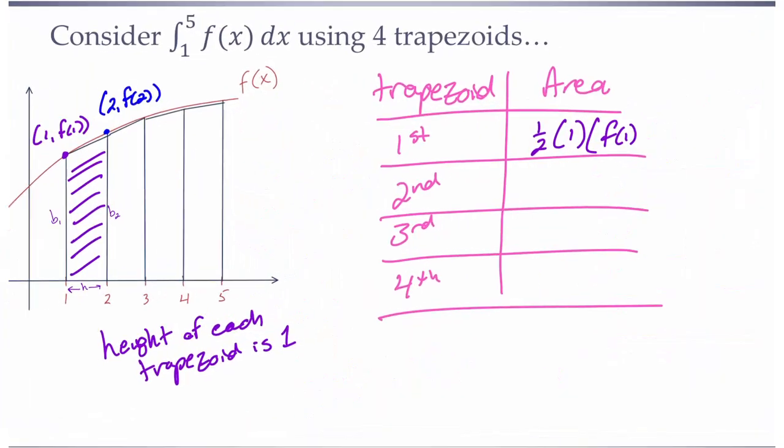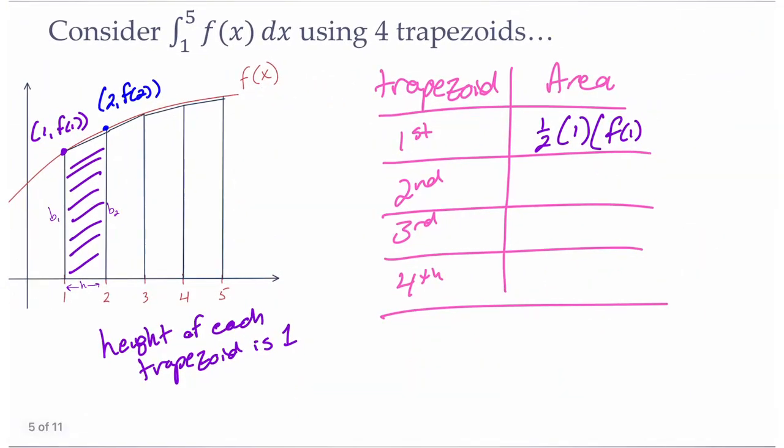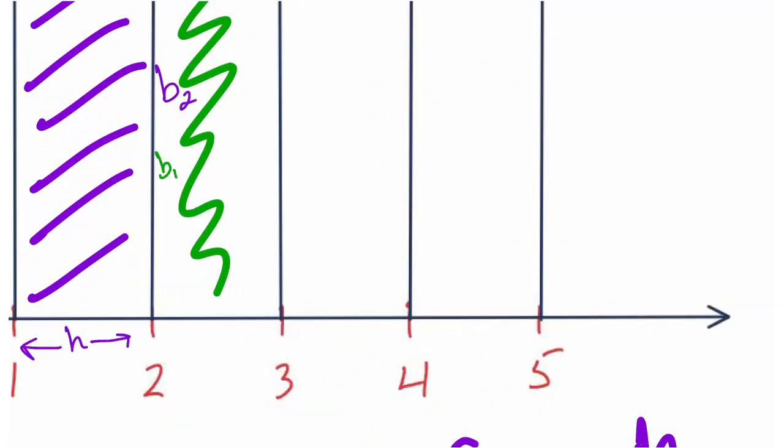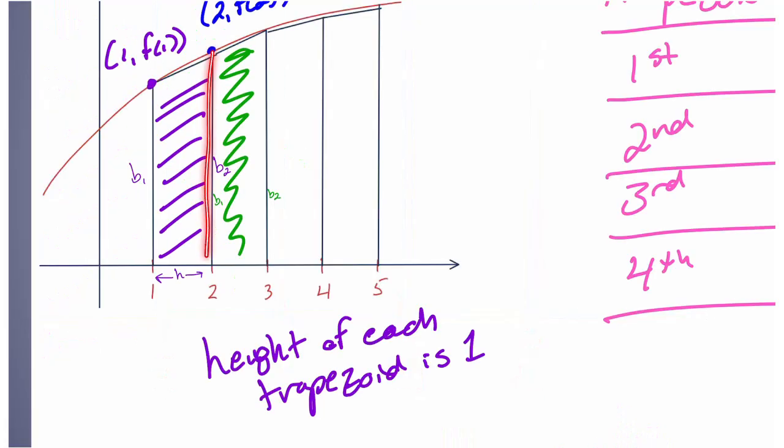Back to trapezoid number 1, it's going to be 1/2 times the height, which is 1, times f of 1 plus f of 2. So the second trapezoid, I'll do this one in green, here's something that's different. Base 1 is on the left and base 2 is on the right. What was base 2 for the first trapezoid is now base 1 for the second trapezoid.